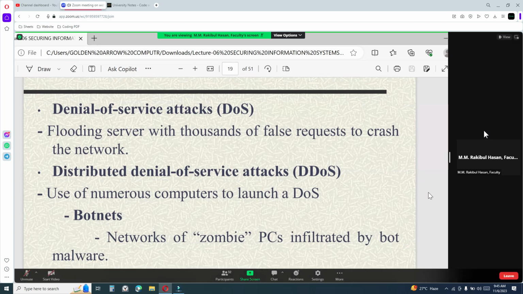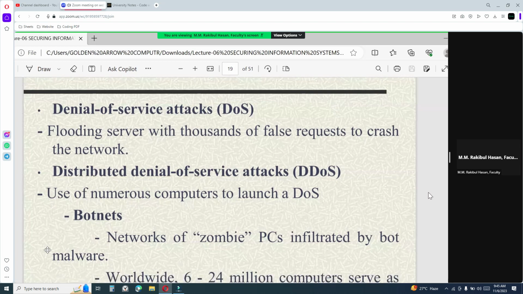So DDoS means distributed denial of service. Here there is one concept called botnet. What is a botnet? A botnet is nothing but a network of zombie PCs from where they generate the fake requests. If you try to identify their physical location, you will not be able to find it. That's why they are called zombie PCs. When a number of zombie PCs work under a network, that network is called a botnet. Worldwide, like 6 to 24 million computers serve as zombie PCs under 1,000 botnets.